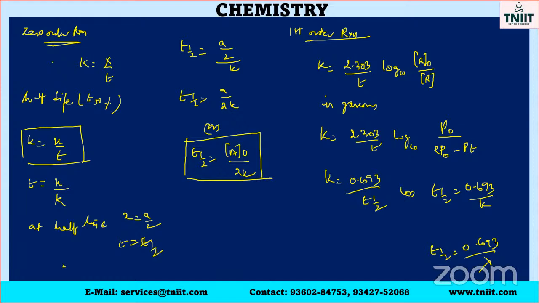And for a radioactive substance, we can write lambda is equal to 2.303 by T log of N naught by N Here N naught is the number of atoms at time T equal to 0, and N is the number of atoms after time T.